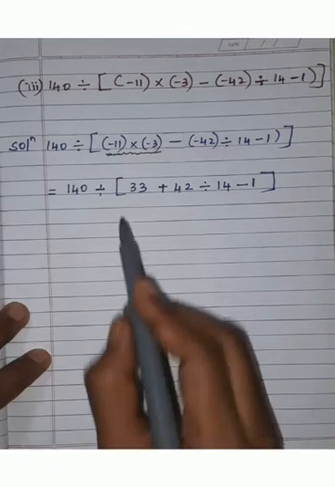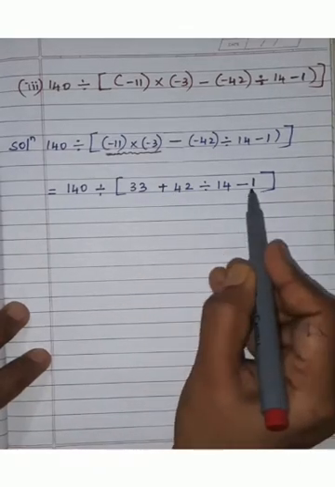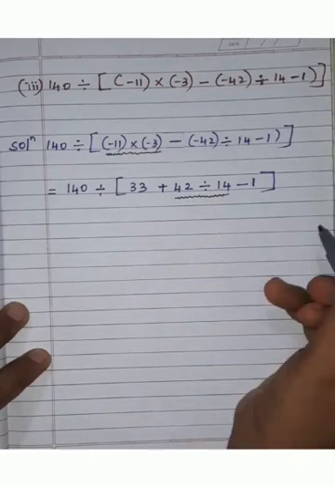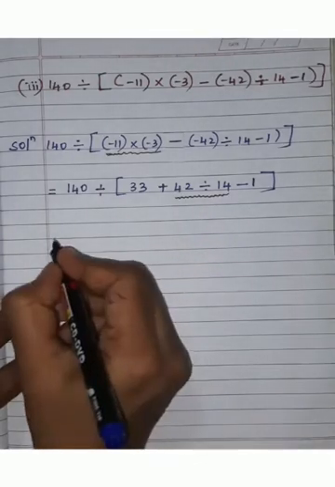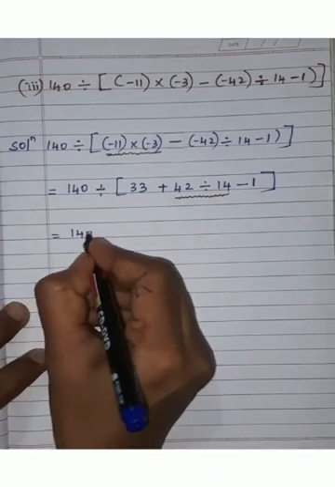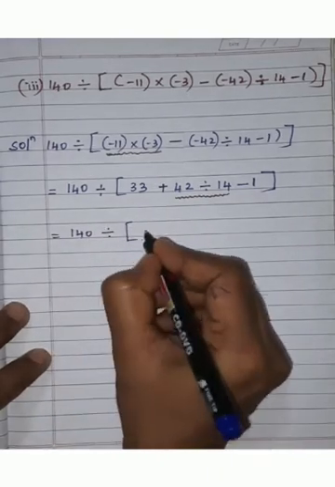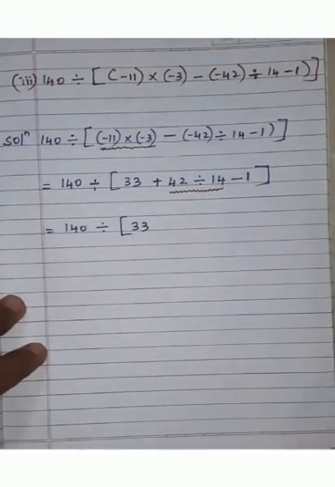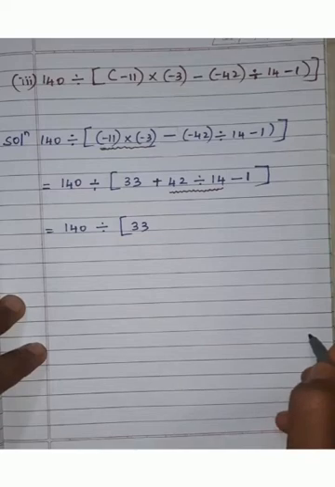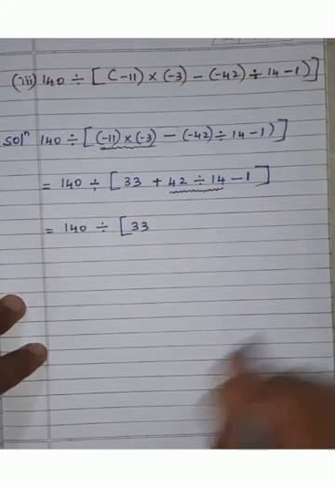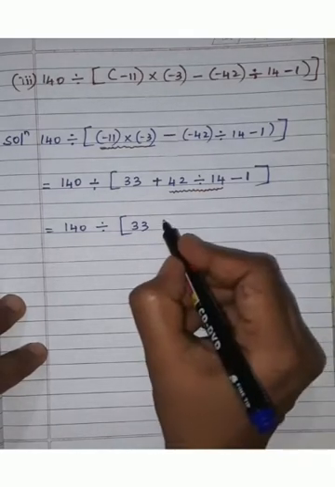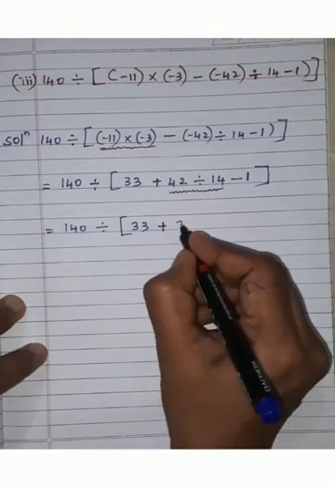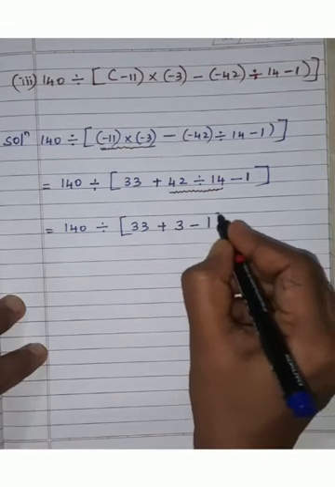Okay, now we have addition, division and subtraction. So the next preference we will be giving for the division over here. So what we will be doing here, we will be writing this 140 as it is, divide by here 33. Now children, when we divide 42 by 14, so it is 14 ones are 14, 14 twos is 28, 14 threes is 42. Right? So we will be having plus the value of 42 divided by 14 is how much, children? It is 3 minus 1.